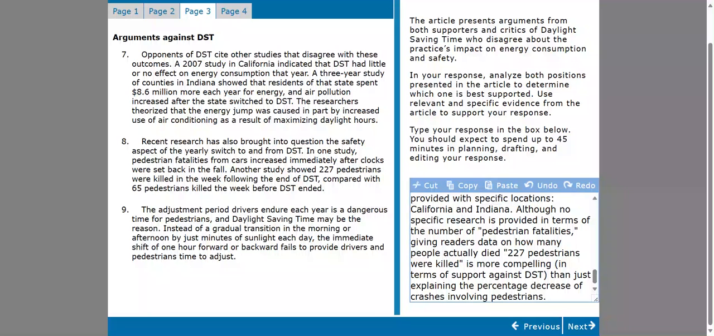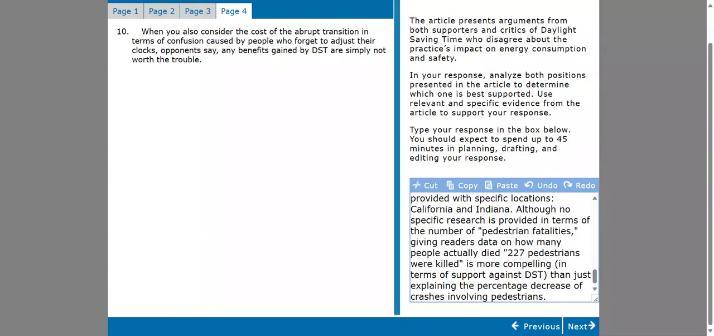Let's take a look now at paragraphs again, 9 and 10. The adjustment period drivers endure each year is a dangerous time for pedestrians, and daylight saving time may be the reason. Instead of a gradual transition in the morning or afternoon by just minutes of sunlight each day, the immediate shift of 1 hour forward or backward fails to provide drivers and pedestrians time to adjust. And then we go on to page 4 or paragraph 10 in this case.